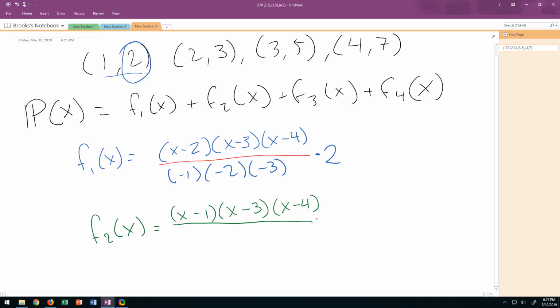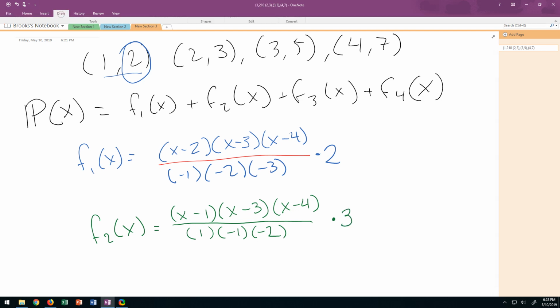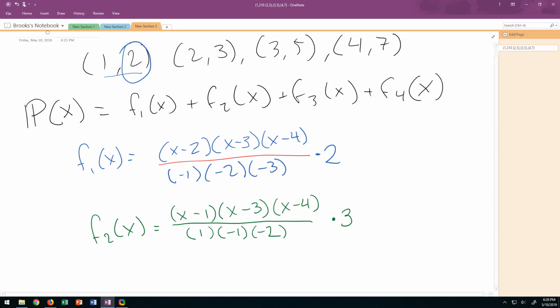Now what we're going to do is evaluate what we've got so far at x equals 2, and divide by that number. So 2 minus 1 is 1. 2 minus 3 is negative 1. And 2 minus 4 is negative 2. All right, there's only one more thing to do here. Now when I input 2 to this polynomial, it's going to output a 1. So I need to multiply this by 3. So far, so good.